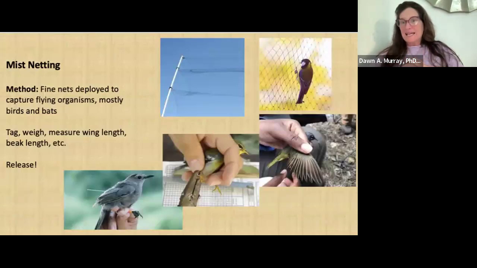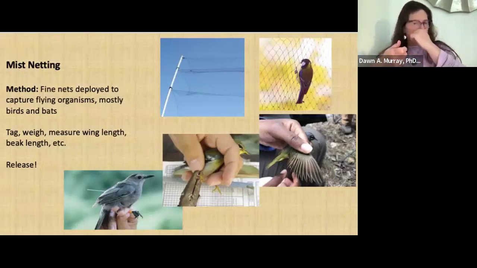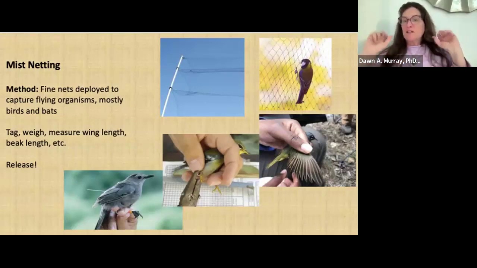All right, mist netting. This is something I really do love to do. This is when fine nets are deployed and it captures birds and bats. The birds get their little feet caught in them, sometimes a wing. You run over, you gently take the bird out, you hold on to them really quickly. You can tag them, weigh them, measure their wings, their beak length, maybe their leg length, and then you release them, and off they go.